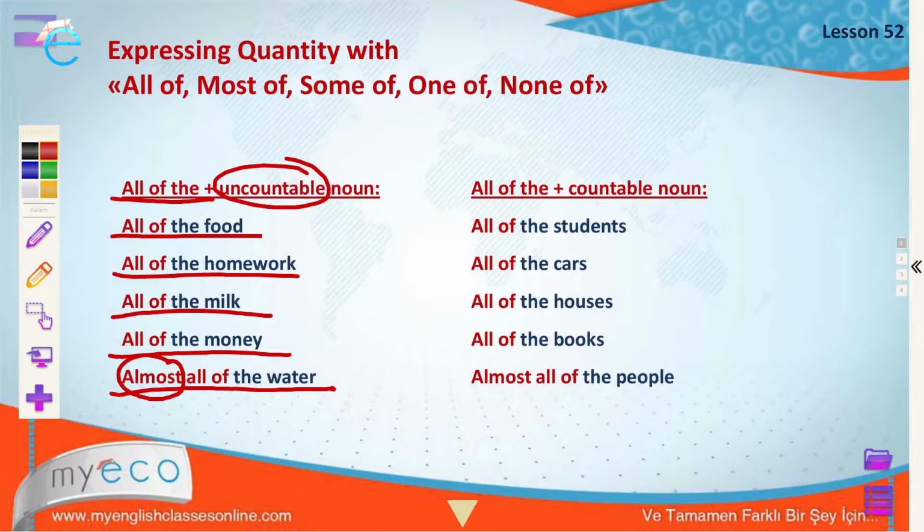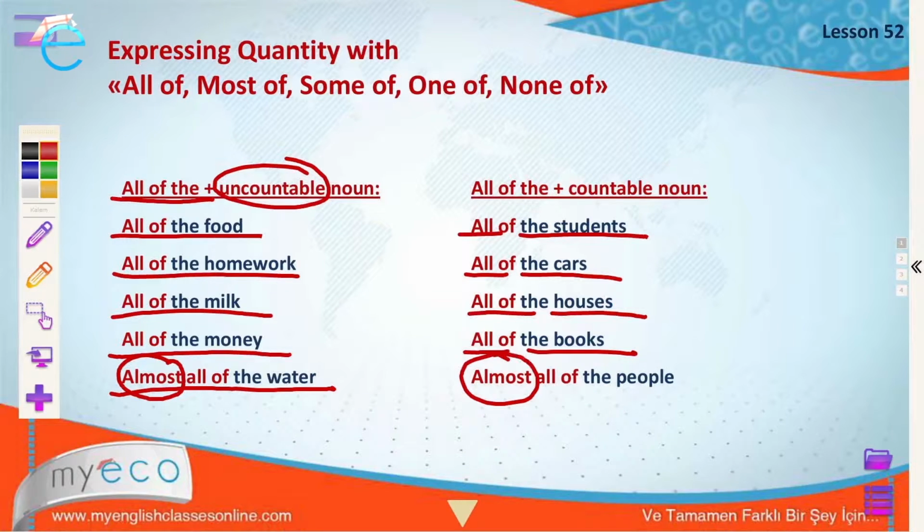Here we can use all of the with a countable noun: all of the students, all of the cars, all of the houses, all of the books. And finally, almost, which again is 90%, almost all of the people.